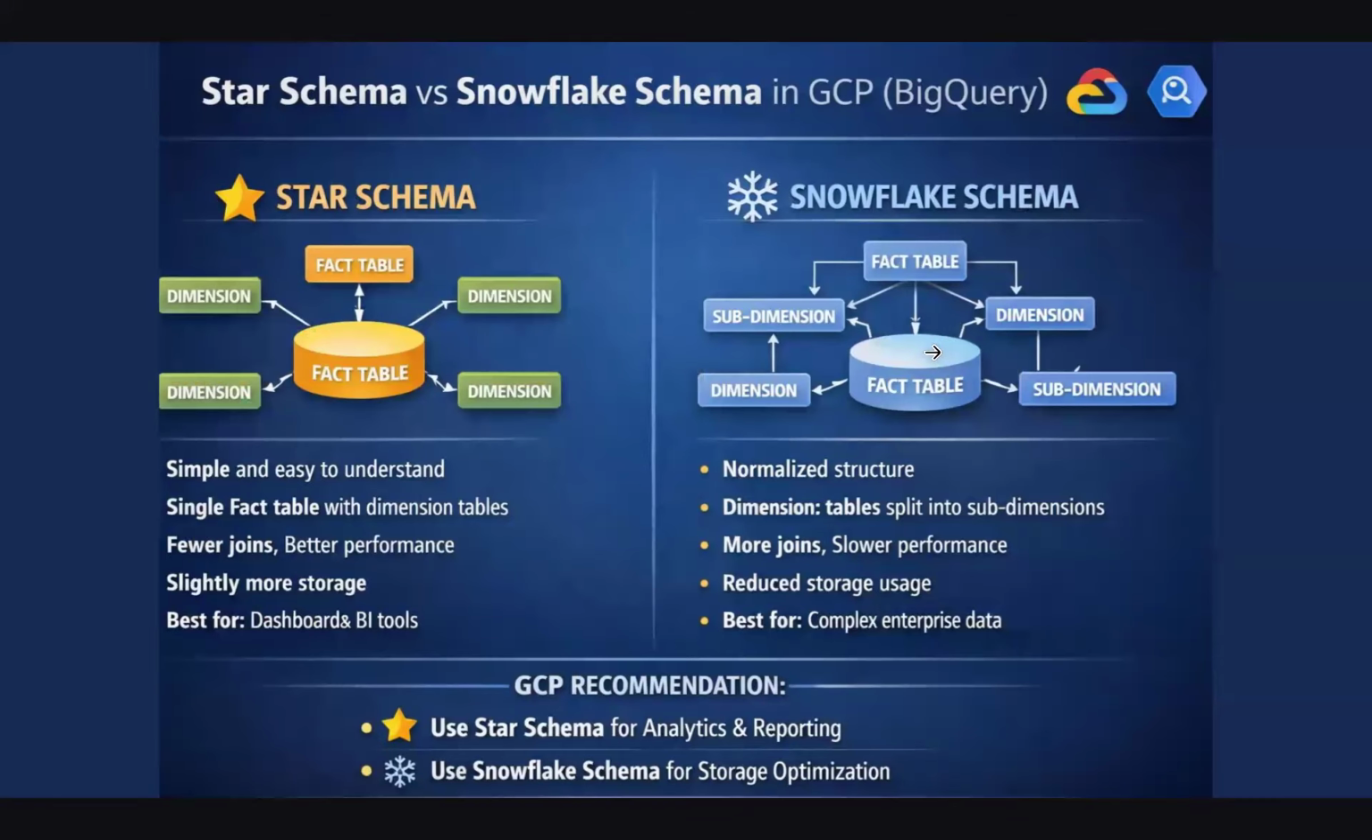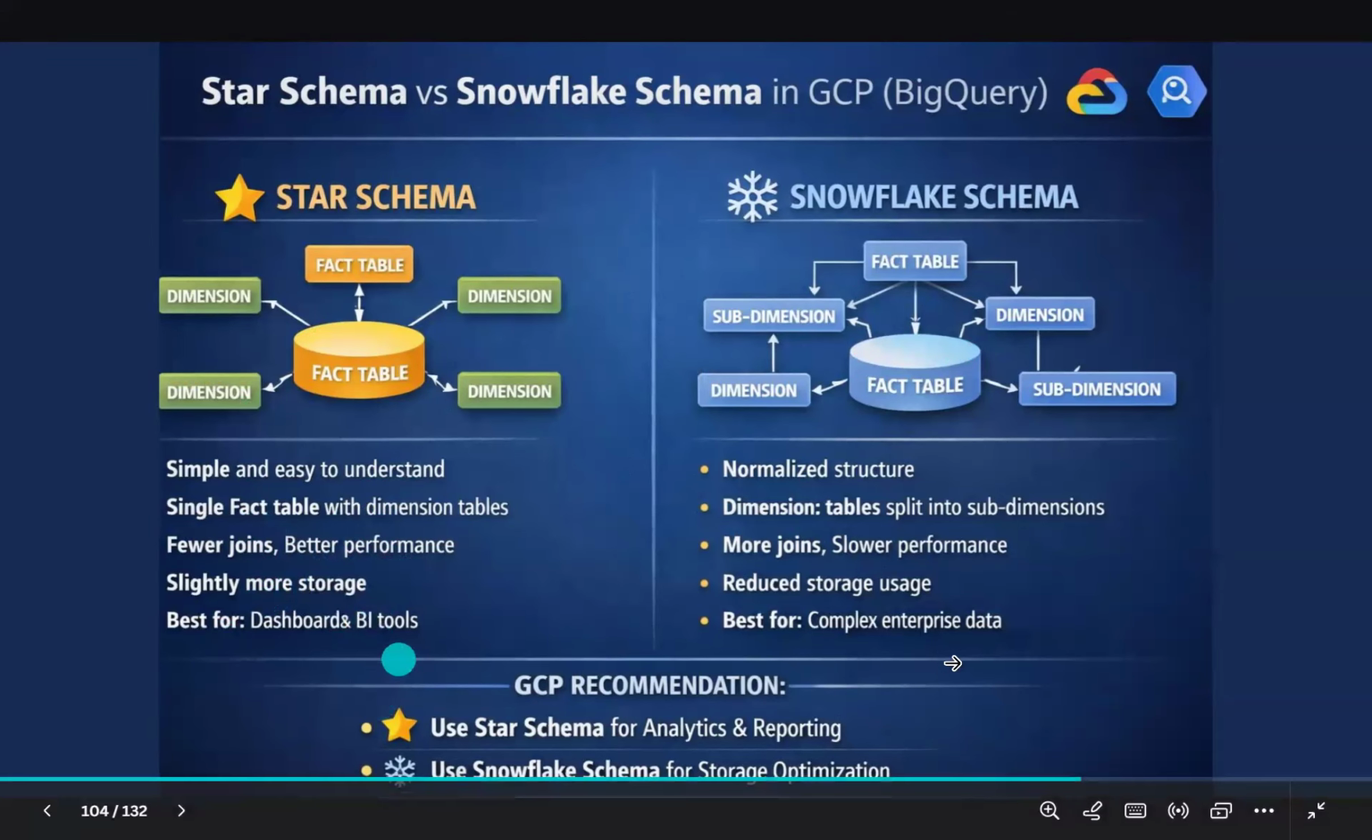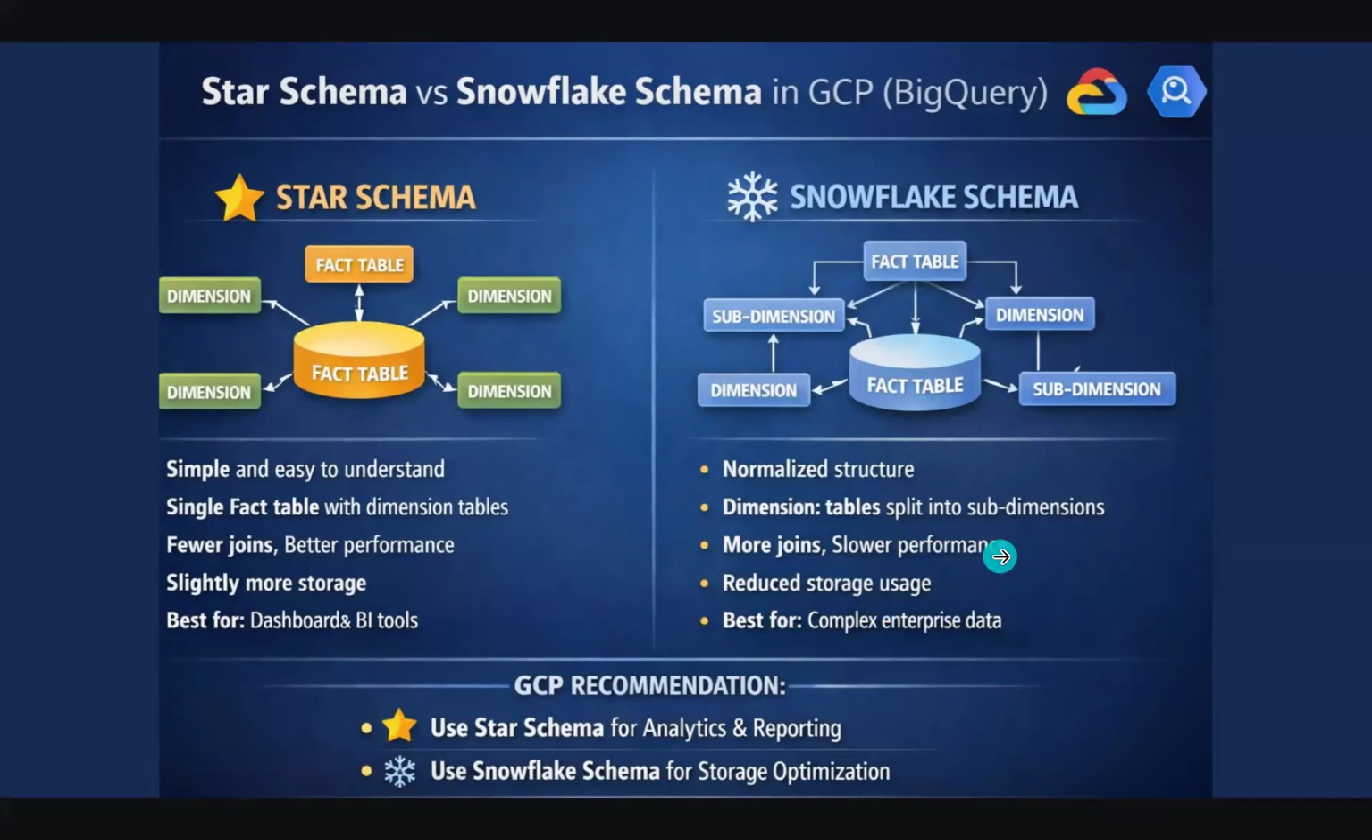Okay. Star schema: simple and easy to understand, simple fact table and dimensions, fewer joins, better understanding, slightly more storage, used for dashboards and BI tables. Snowflake schema: complex enterprise data, reduced storage usage, more joins, simpler performance, split into sub-dimensions.